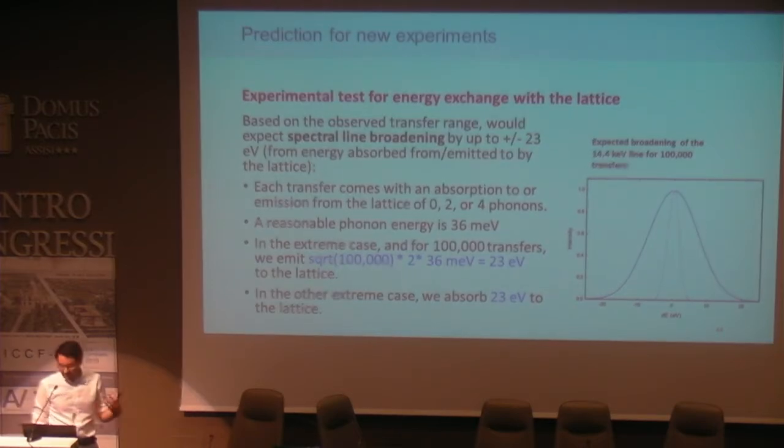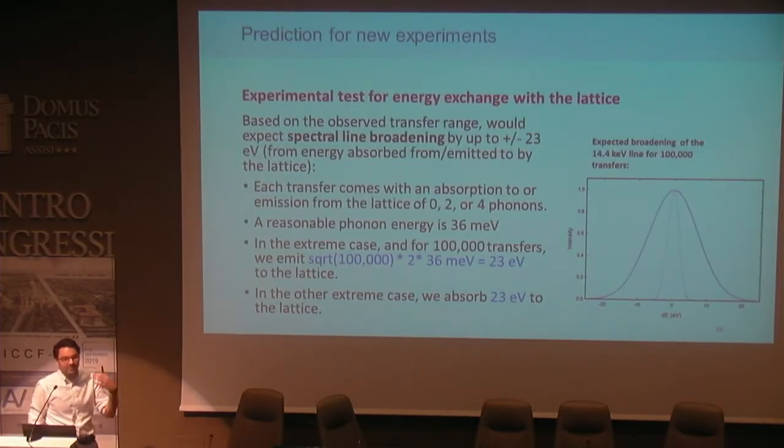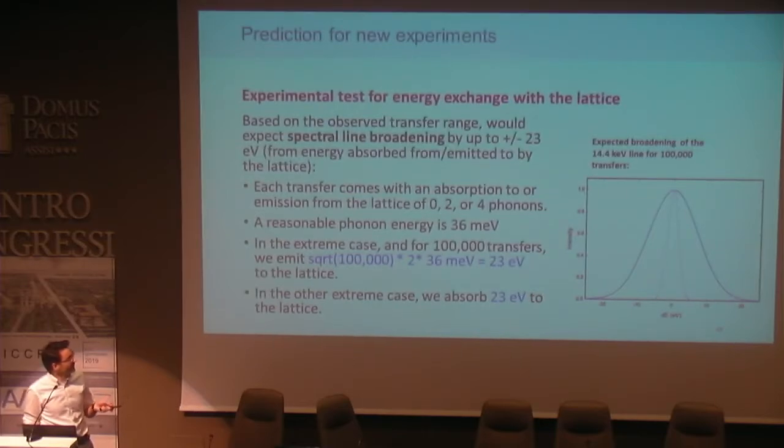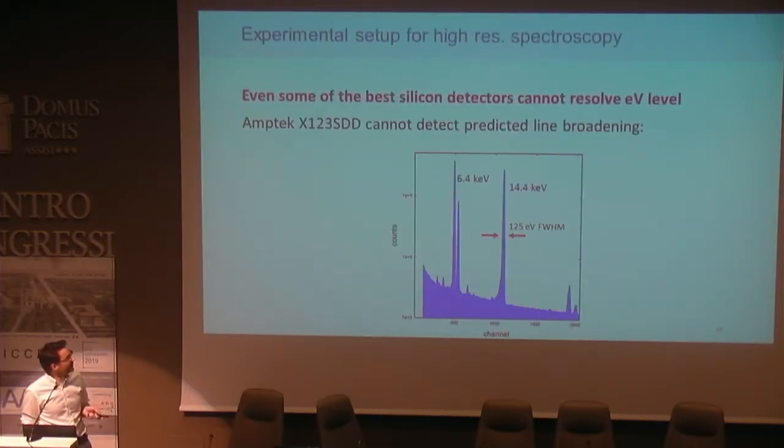But in principle, it's very similar, and it would be very easy to understand for this community if we can demonstrate there's a widening of the emission here from phonon exchange with the lattice. But with our current detectors, and we have good detectors which are industry standard, with a silicon-based detector like the Amptek SDD detector, the FWHM is only 125 eV, so we don't have the resolution that we would need to detect this kind of widening.